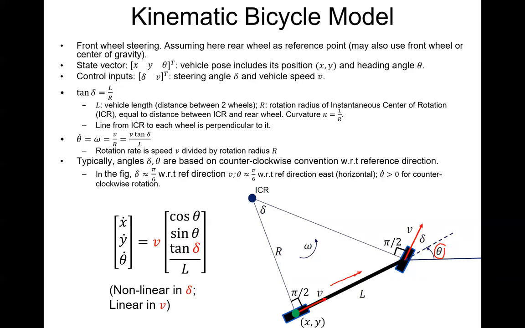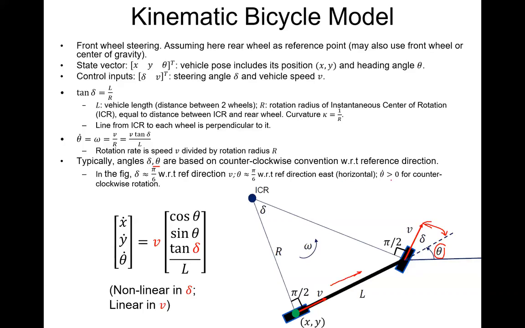So typically angles, steering angle delta and heading angle theta, are based on clockwise convention with regard to a reference direction. For example, the steering angle, the wheel direction is with regard to reference direction of the velocity v. So that's the vehicle's body direction. So that's delta, the angle between the steering wheel direction and the vehicle velocity. The theta is with regard to reference direction east for this example, which is horizontal.